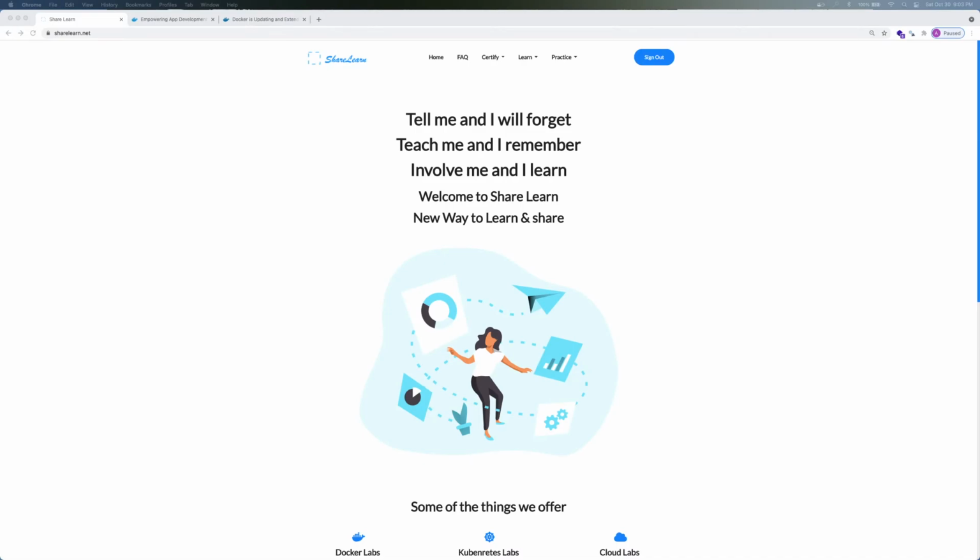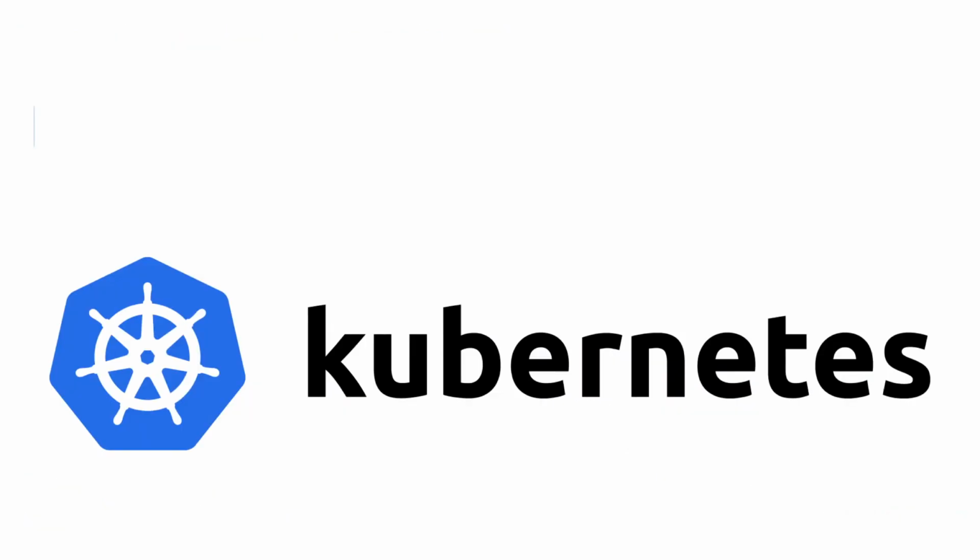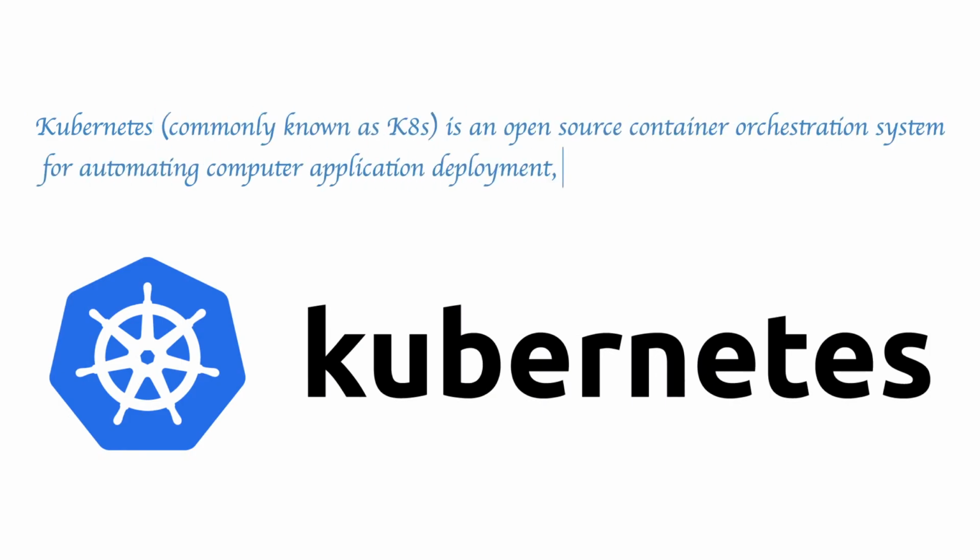Okay, let's start. We'll start with a quick overview of Kubernetes. So Kubernetes, commonly known as K8s, removing the letters between K and S and making it an 8, is an open source container orchestration system for automating computer application deployment, scaling, and management. And yeah, that is a mouthful of words.